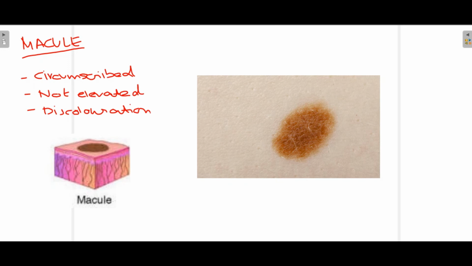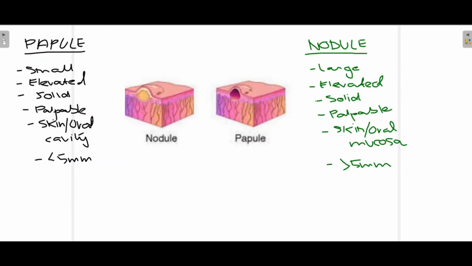When you are defining any descriptive terminologies of oral and maxillofacial pathologies, these particular points you have to mention, because these are the key points. Further along, talking about two terminologies that are interlinked are papule and nodule.